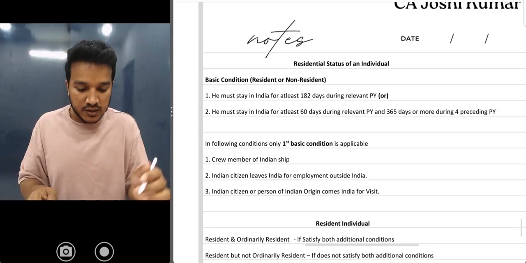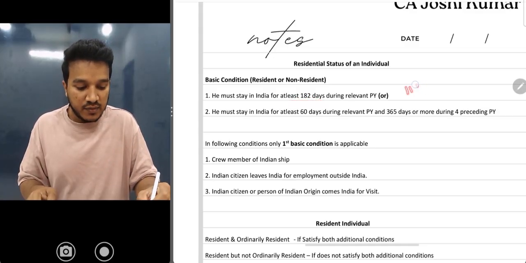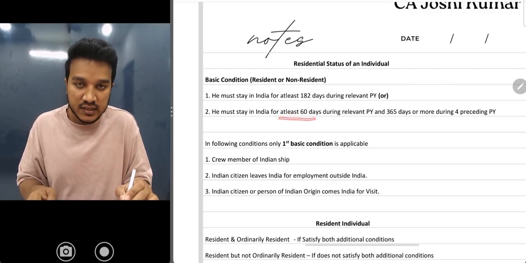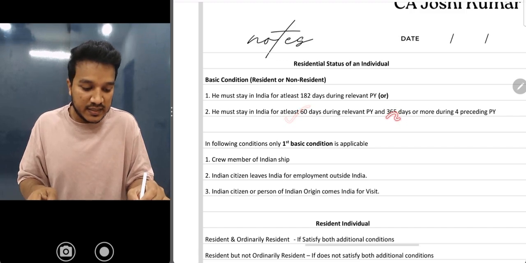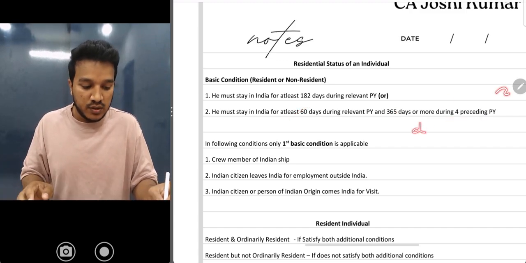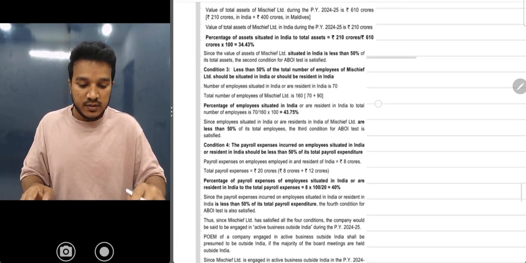So if you see the basic conditions, the first basic condition says at least 182 days. He is there in India for 119 days. So this is not satisfied. Second one, it says at least 60 days. Yes, he is there for 119 days. Okay, this one is satisfied. Is he there for 365 days or more in the preceding 4 years? The answer is no. So two conditions are not satisfied. So he becomes non-resident. Understood?